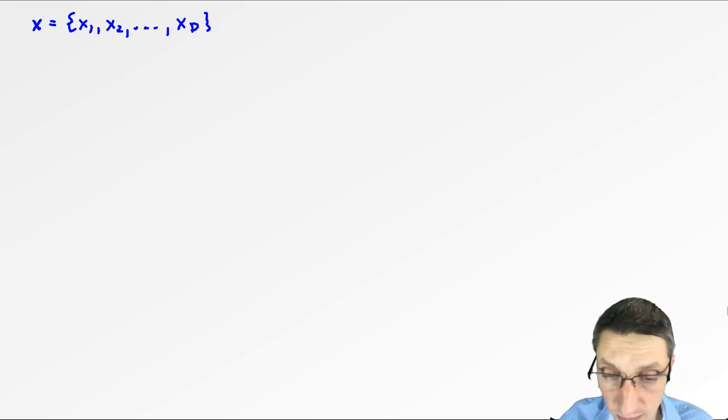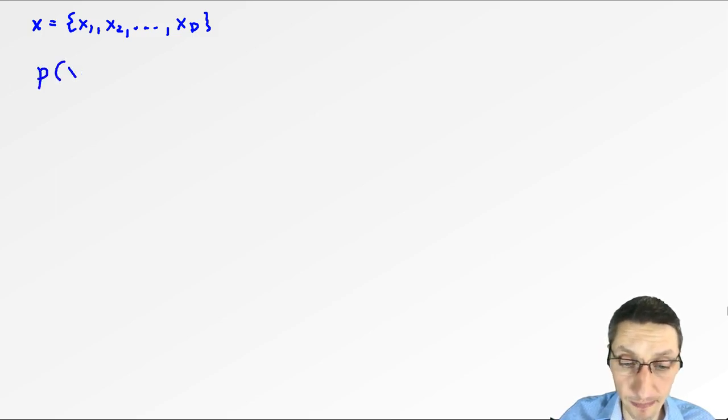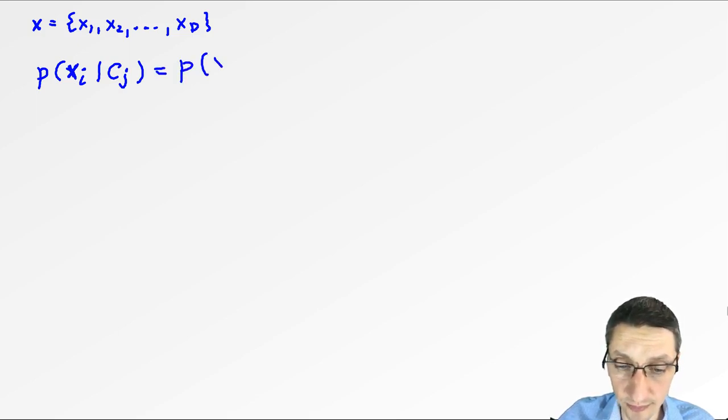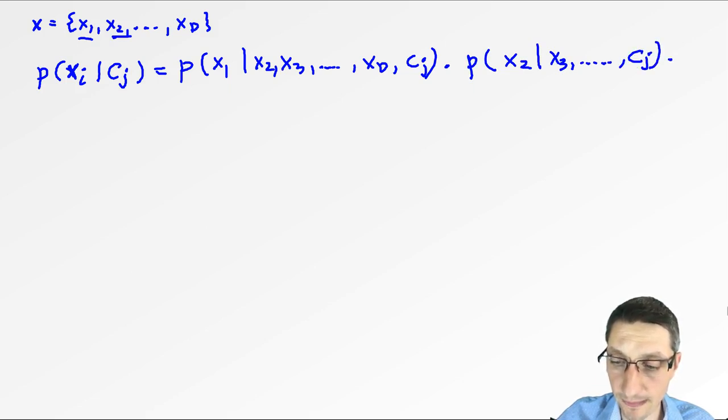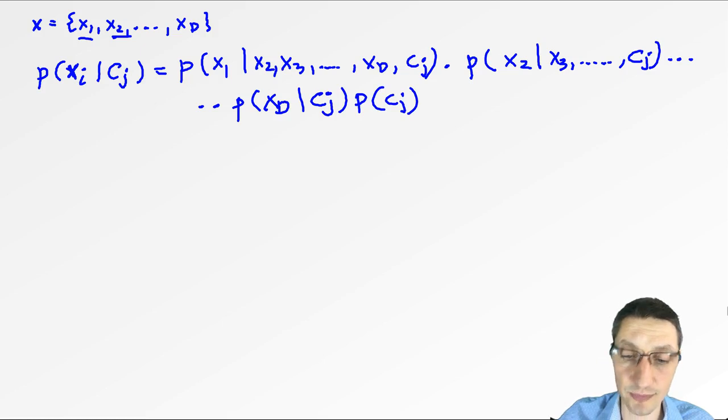vector with d dimensions. Well, if we compute the likelihood for, let's say, xi given class j, and if x is a vector, right, then we'll have to compute this probability x1 for the first element of the vector given x2, x3, and so on until xd and the class, times the probability of the second component x2 given x3, so on until cj, times the fourth component, and so on and so on and so on. So times the probability of xd given cj times the marginal probability of the class, right?